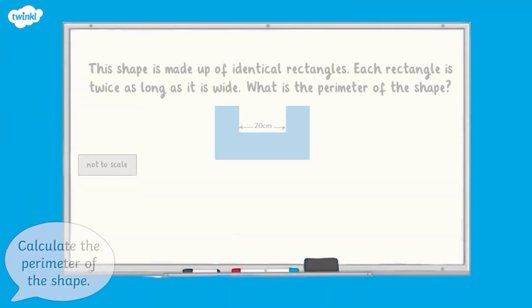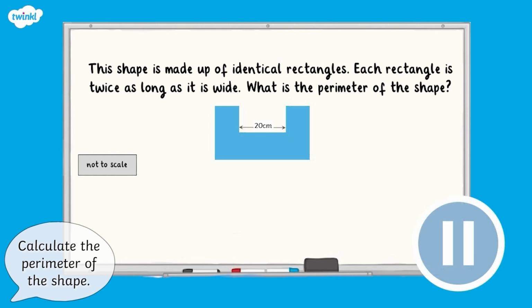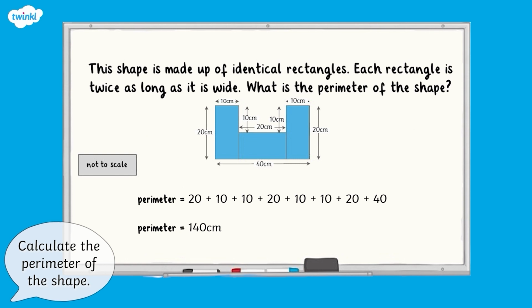Here's your final challenge. Can you use what you have learnt in this video so far to solve the final problem? The shape is made up of identical rectangles. Each rectangle is twice as long as it is wide. What is the perimeter of the shape? The perimeter of the shape was 140 centimetres. Very well done if you got that one right.